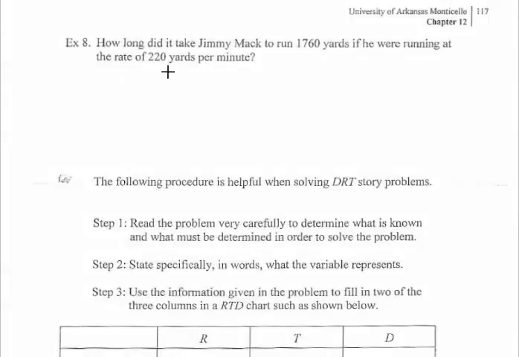Okay, example 8. How long did it take Jimmy Mack to run 1,760 yards if he were running at the rate of 220 yards per minute? So our distance units are the same, yards and yards, and now we're dealing with minutes, and that's okay. But still we set up our formula, D equals RT. We can use the same formula. It doesn't matter what the units are. We just want the units to be consistent. So he's running a distance, and that would be this figure here, 1760.